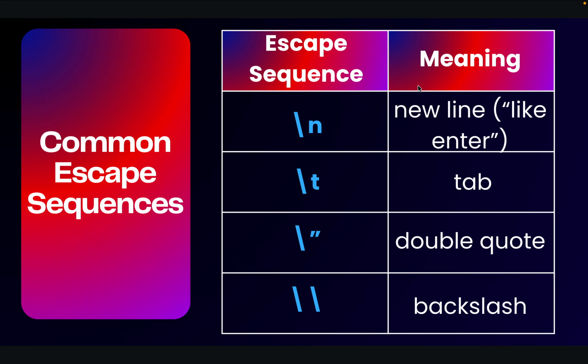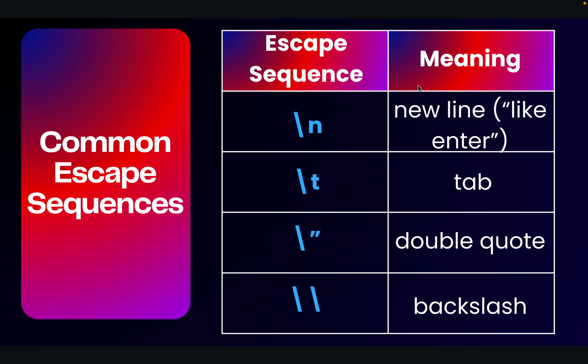So to give you an idea of what I mean by keyboard actions, in the example on the screen, we have our first escape sequence, which is \n. \n is the equivalent of saying new line, or on your keyboard, the equivalent of you pressing enter. So you basically want to go to the new line to start something or print something else. \t represents if you were to press a tab on your keyboard.